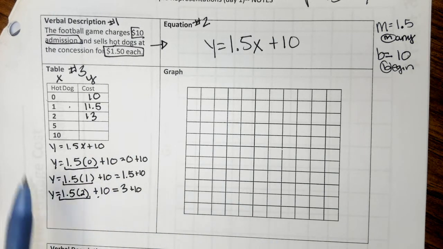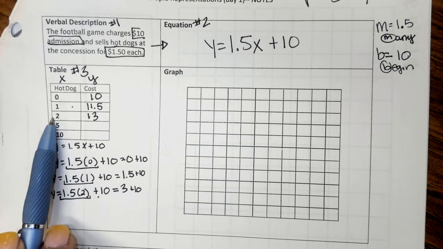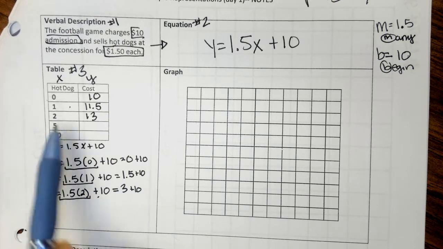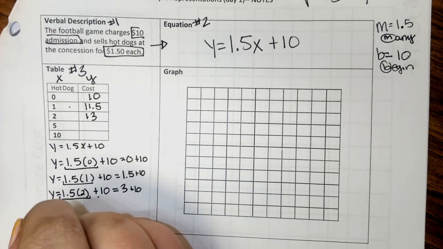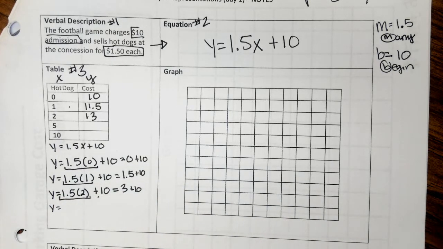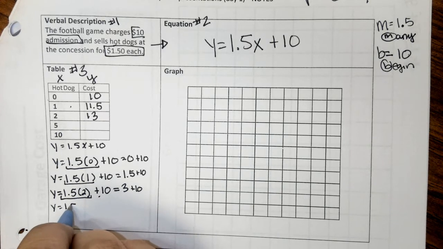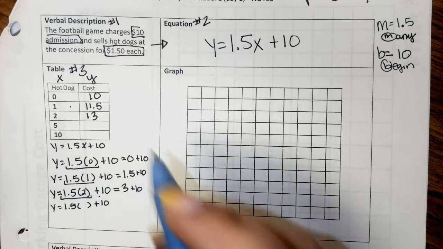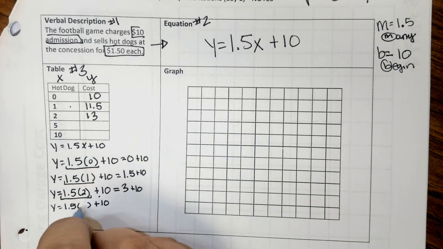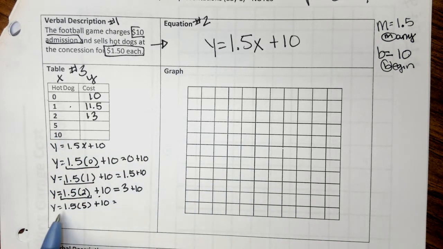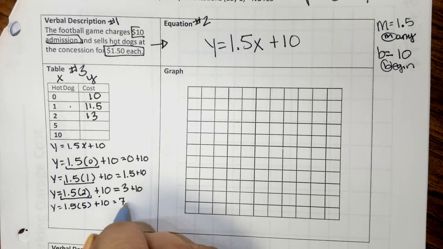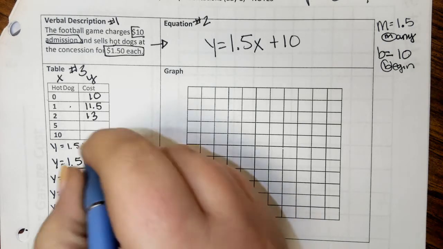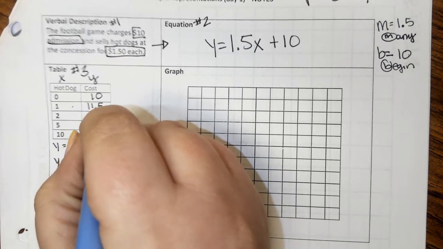Now that's not always going to work because you're not always going up by 1. In this next example, we're going to go up by 3 hot dogs. So you should still use the equation even if you can add the slope quickly in your head. We've got 1.5 times whatever x is plus 10. X is 5. 1.5 times 5 is 7.5 plus 10, and 7.5 plus 10 is 17.5.